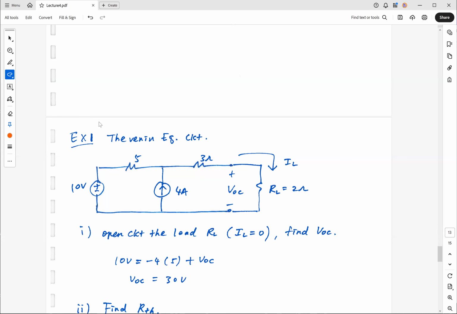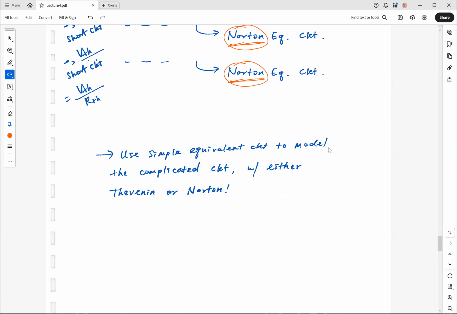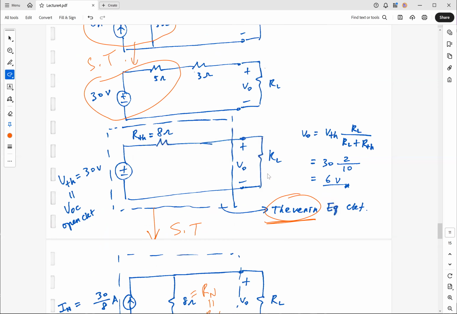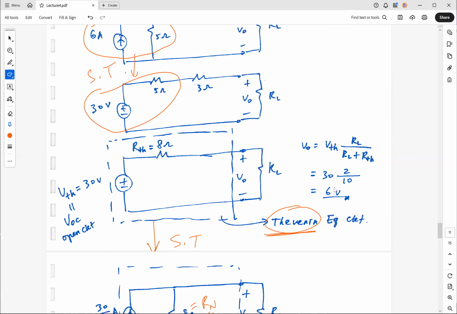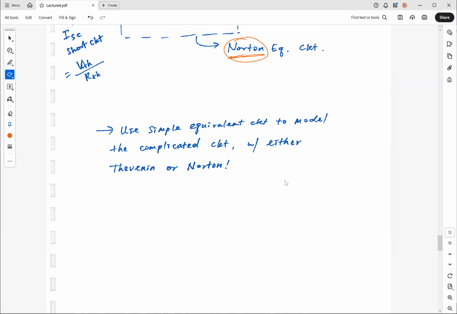And then in the second example, we're going to do the same, except we're going to use the Norton equivalent circuit. And hopefully, if we do everything right, you're going to see exactly the same answer for the V out. Let me remind you, the V naught that we found from the source transformation approach is 6 volts. So we have to go back and make sure we obtain the same number here.